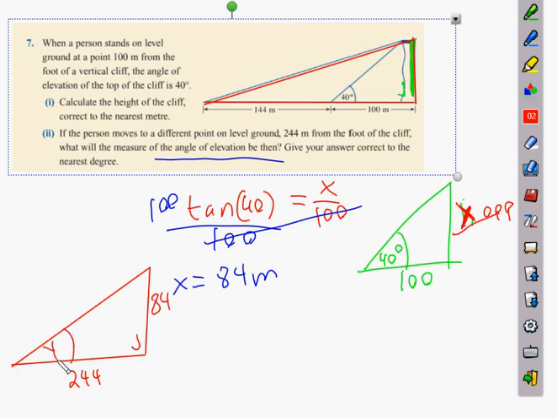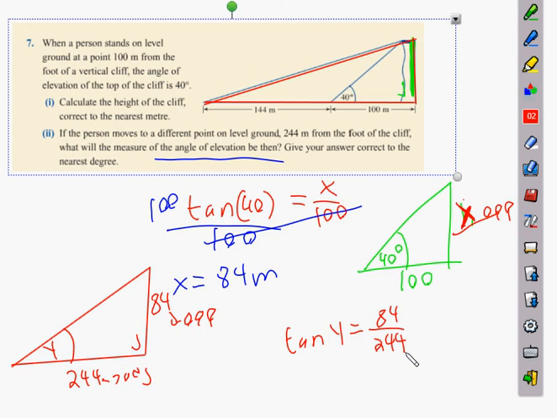Let's call it Y. What are we expecting? Bigger or smaller than 40? Sam? Do you know, are we expecting a bigger angle here than 40 or a smaller angle than 40? Smaller. Smaller, right? Because you're further away. When you're further away from an object, you don't have to look as high. So how would you find out this angle here? Opposite and adjacent. And then what will I write down for opposite and adjacent? Tan Y equals 84 over 244.